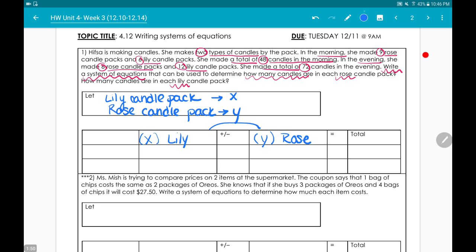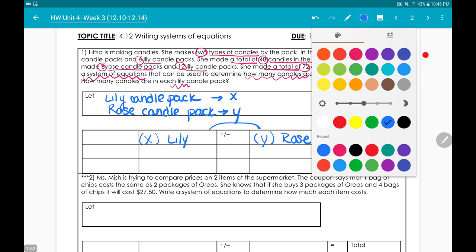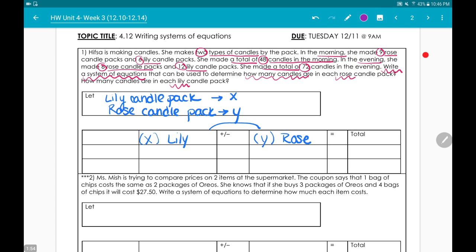All right, now I look for my 2 totals. That's always the next thing I personally look for. So I see 48 is one total. And what is that total? When is that happening? It's happening in the morning. And then the second total I see was that 72. And that's happening in the evening.